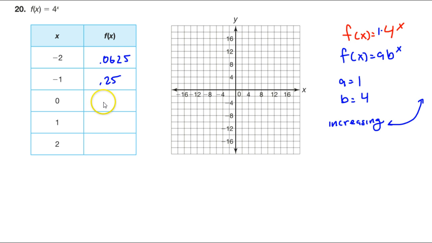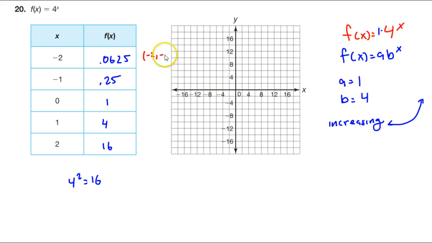We go to 0, we're going to get 1, because any number to the power of 0 is 1. If we go 4 to the first power, we get a 4. And if we get 4 to the second power, we get 16. So there we go. We have our ordered pairs. Now it's time for the easy part.